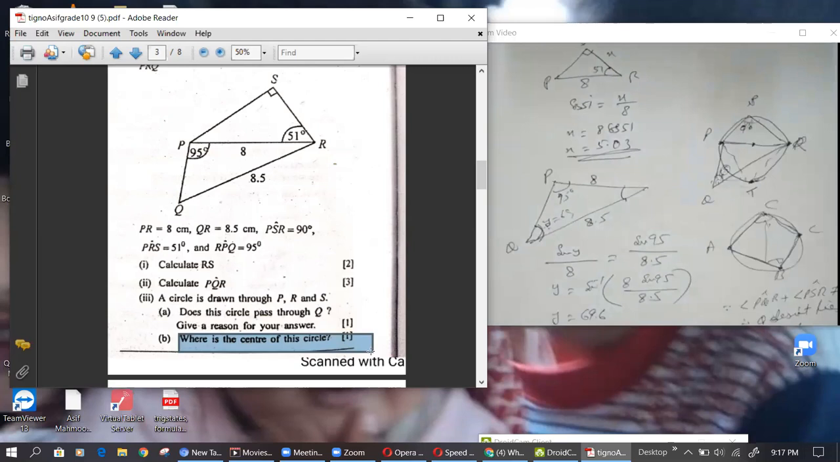Okay, the rest of the questions you can try. I will send you this worksheet on WhatsApp. You can try this. Next time we will do the bearings.